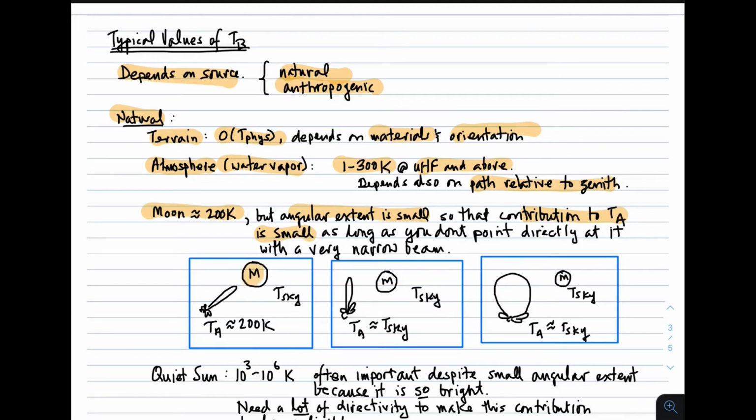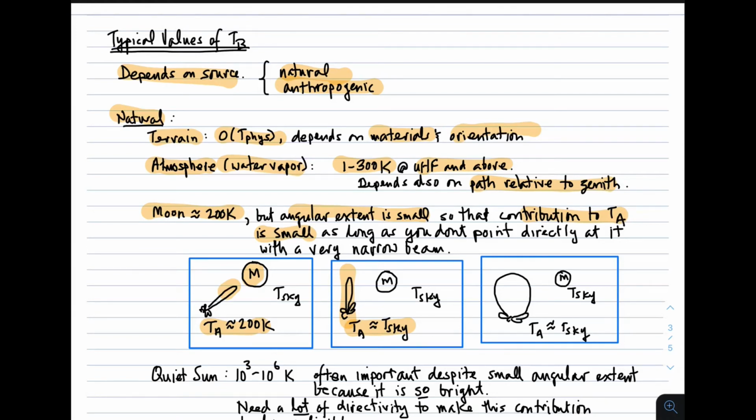Here's the moon. The rest of the sky is at some temperature T sub sky. If I point a highly directive antenna straight at the moon and the beam width is less than the extent of the moon, then I will measure the brightness temperature of the moon as the antenna temperature. That'll be about 200 K. If I take that same beam and point it away, I'm going to see primarily sky, and only the side lobes will intersect the moon and will make relatively little contribution if this antenna is highly directive. So in that case, I will observe that the antenna temperature is roughly equal to the sky temperature and a little bit different based on the contribution of the moon.